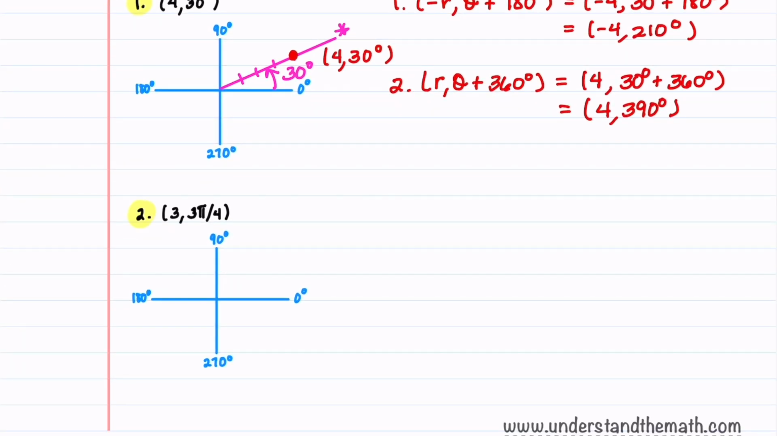In our second example, our radius is 3 and our angle is 3 pi over 4. Just like we did for the first example, we'll begin by marking out our angle 3 pi over 4. We'll then march out 3 units and plot our point.